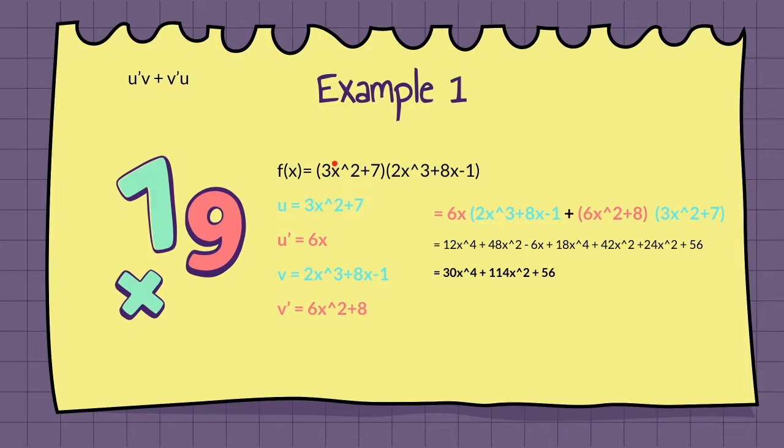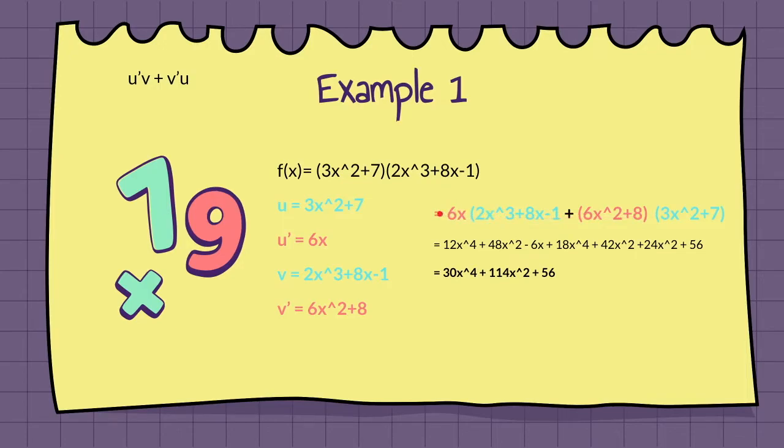Because 3x is to the power of 2, I will be multiplying 3 by 2, which will give me 6x, and then I will subtract 1 from the power, which will be 1. And then v is 2x cubed plus 8x minus 1. We'll multiply 2 by 3, which will give us 6x squared, subtract 1 from the power, which will turn 3 into 2, and then 8x will be 8 and negative 1 will be 0, so we won't add it.